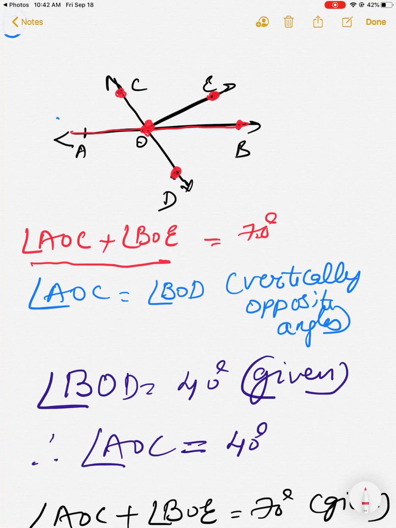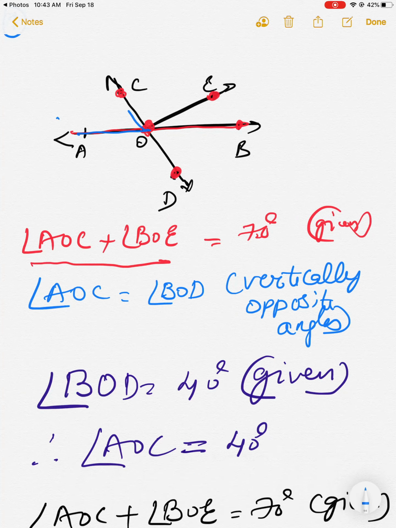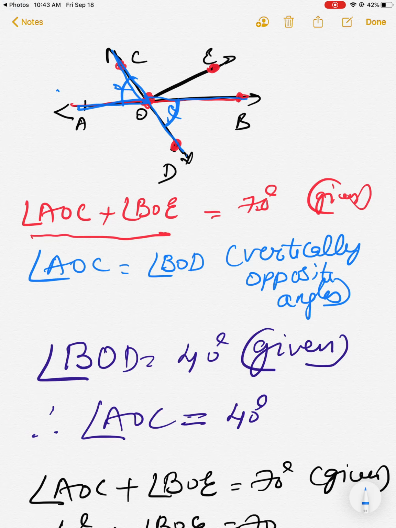Now what is given here? Already it is given that angle AOC and angle BOE is equal to 90 degrees. Now if you observe carefully, this is angle AOC and this is angle BOD. So these two angles are vertically opposite angles. Always, vertically opposite angles will be equal. That is why AOC is equal to BOD.